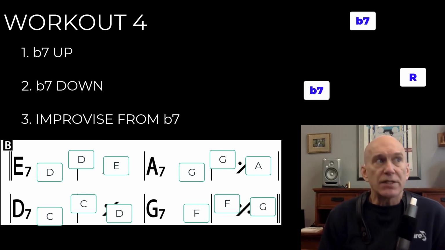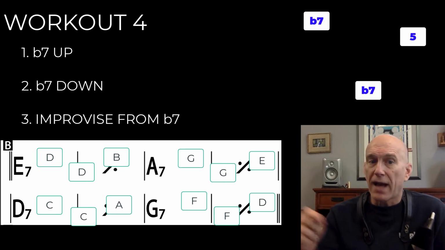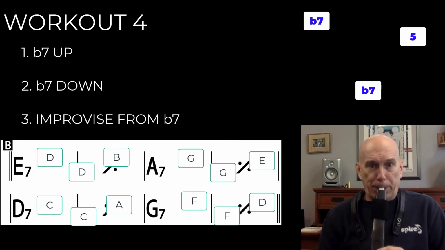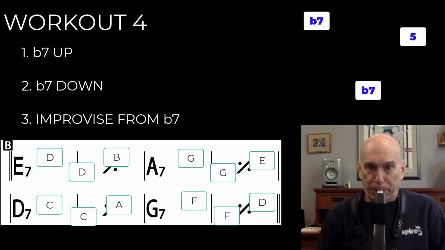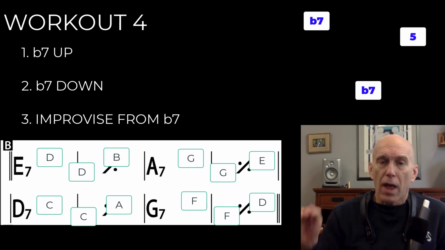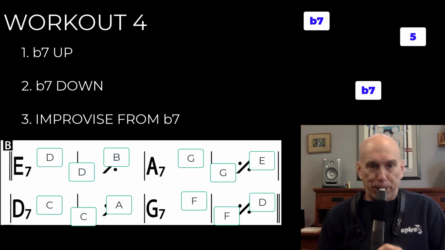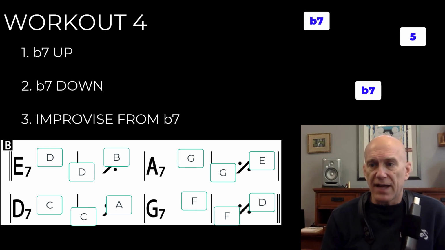Okay, so now we just do the same thing backwards. So over the E7, it's going to be D natural to D natural and back up to B. Over the A7, it's G natural to G natural and back up to E. Over the D7, it is C natural to C natural and back up to A. And G7 is going to be F natural to F natural and back up to D.